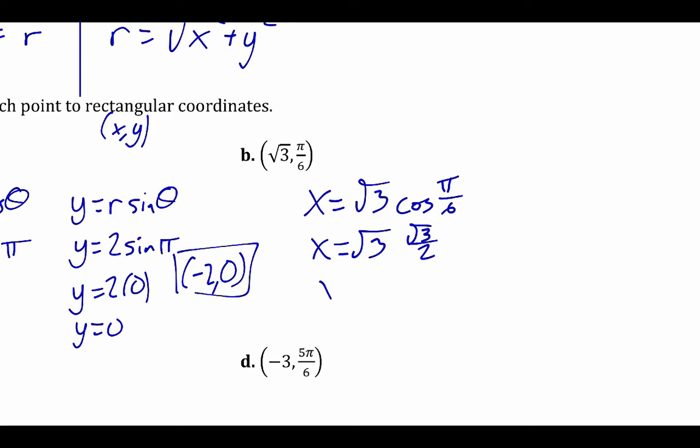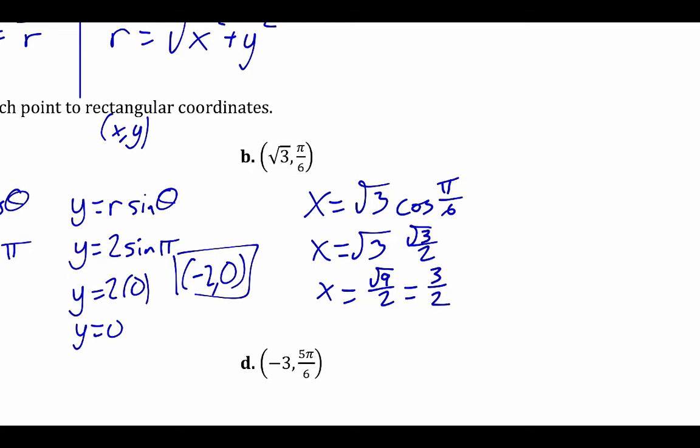So we got square root of 3 times the square root of 3 over 2. The square root of 3 times the square root of 3, you can simplify that if you want to the square root of 9 over 2. Well, the square root of 9 over 2 is, well, 3 over 2. I'm going to say let's just leave it at that.